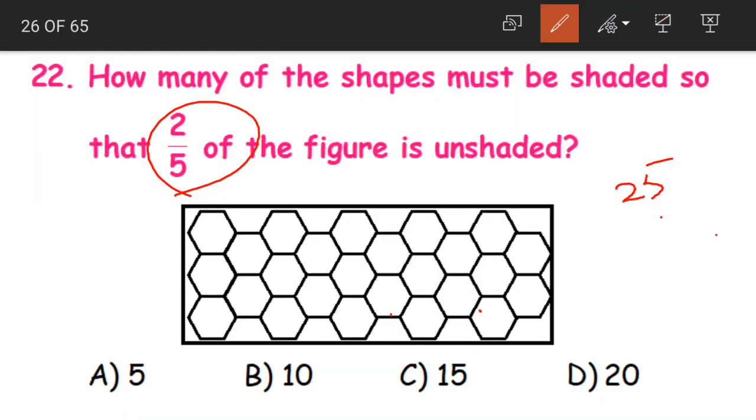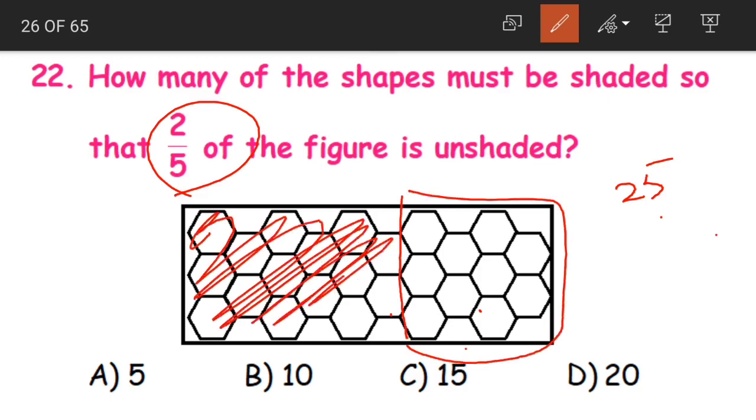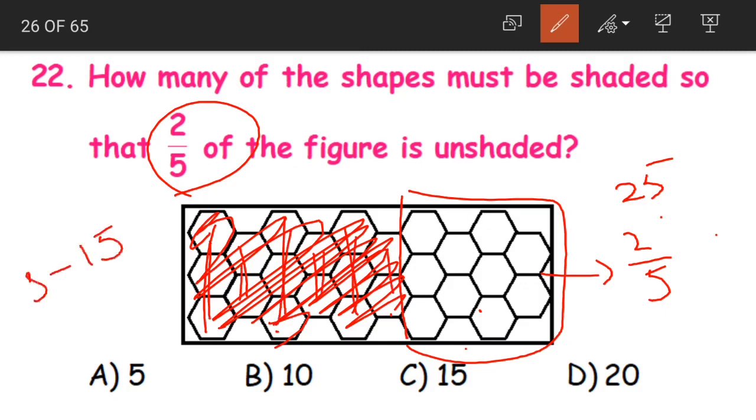So if we remove the 10, these are 10 figures. So apart from the 10, the remaining we have to shade so that 2 by 5 remains unshaded. How many did we shade, children? 3, 5, 8, 10 and then 13 and 15. We have shaded 15 and unshaded are 10.